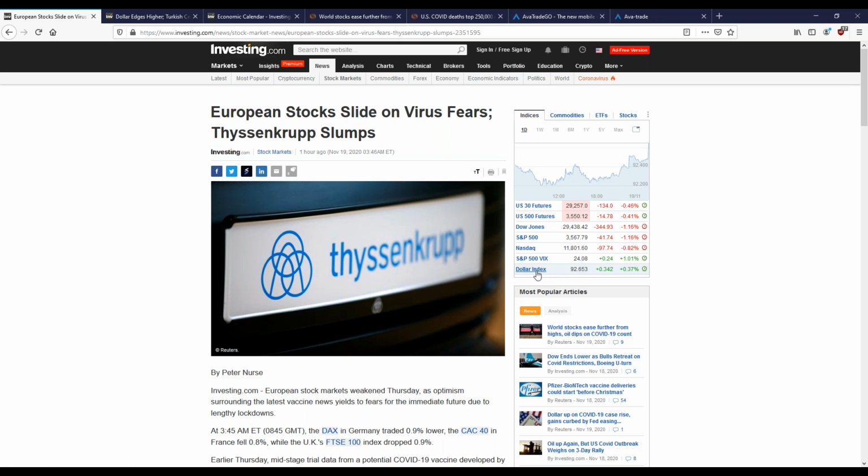Also, you see the dollar index. So the dollar against a basket of other currencies is strengthening quite a bit, up 0.37%. Okay, that's a lot when it comes to a currency to be up nearly 0.5% on the day. So everything is ripe to see that there's fear on the markets. Dollar strengthening against other currencies, fear index is up, futures are red. You can see that within 1 minute of looking at this little snapshot on this website.